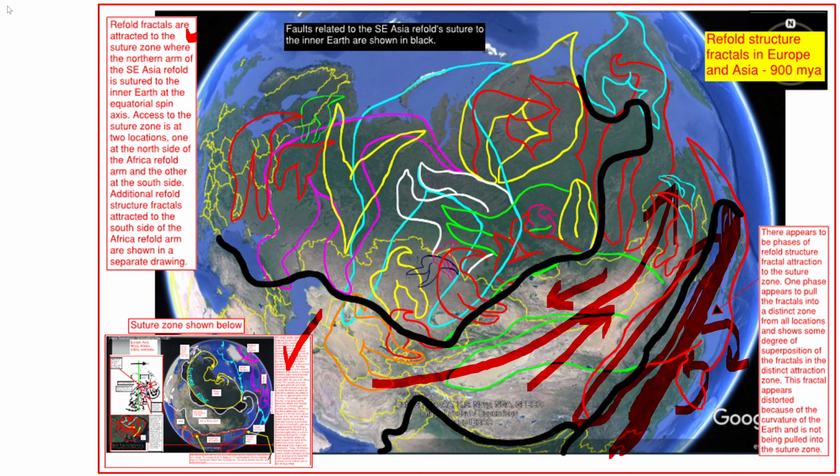Okay, on the right, I have a little note here. There appears to be phases of refold structure fractal attraction to the suture zone. One phase appears to pull the fractals into a distinct zone from all locations and shows some degree of superposition of the fractals in the distinct attraction zone. This fractal that I'm pointing to on the edge there appears to be distorted because of the curvature of the Earth and is not being pulled into the suture zone because it's so big. Sometimes these things don't feel the attraction. It really depends on a lot of things. Sometimes there's a hole big enough and it still pulls it in. So a lot of factors.